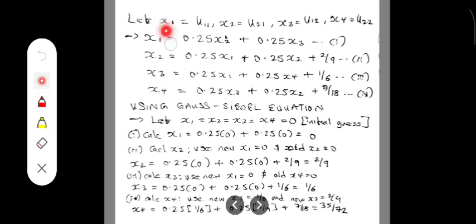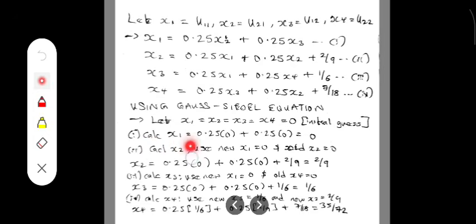Now you can say let s1 equal u11, s2 equal u21, s3 equal u12, and s4 equal u22, and we write the equations in this form. So I converted the decimal points to fractions, and now using the Gauss-Seidel iteration method again, we'll start with an initial guess that s1 equals s2 equals s3 equals s4, which is equal to 0. Now we substitute 0 to calculate s1. We substitute 0 into the two unknown variables, which are s2 and s3. So let's try that together.